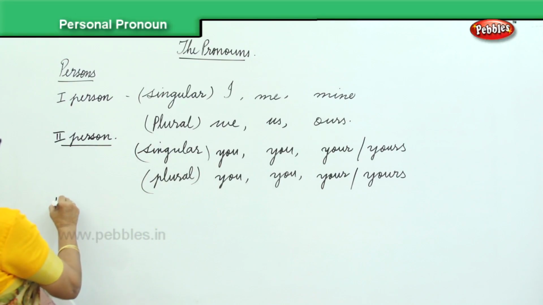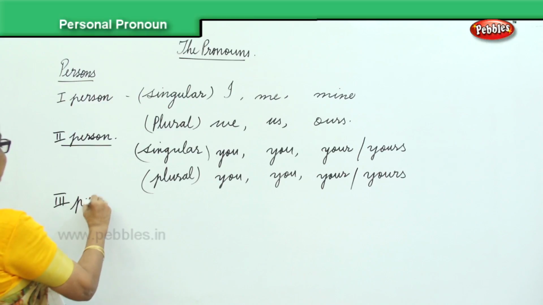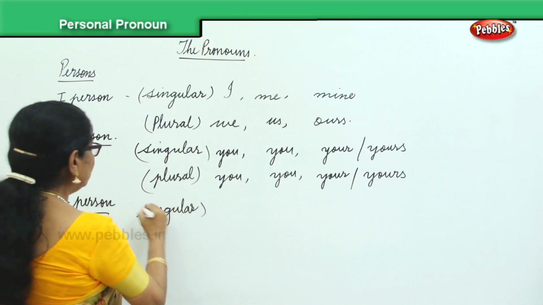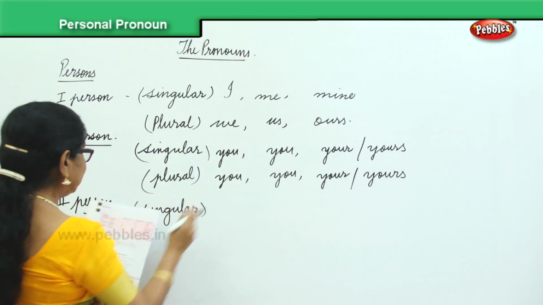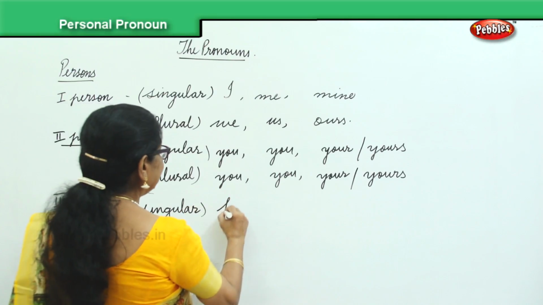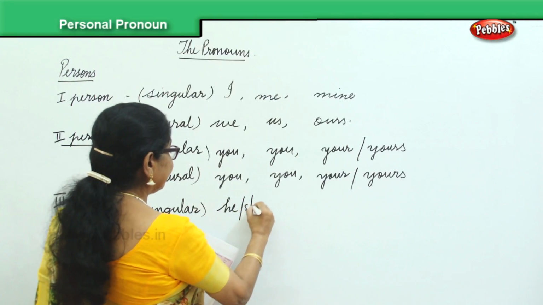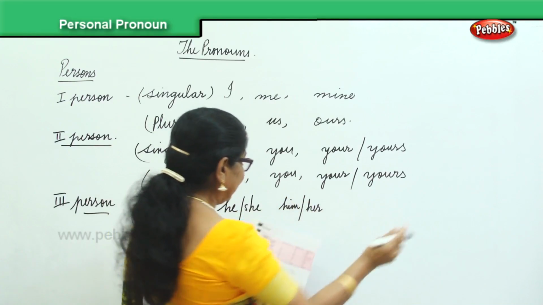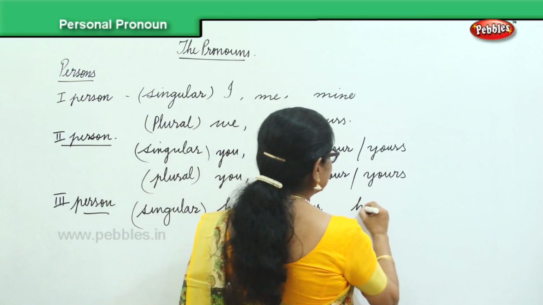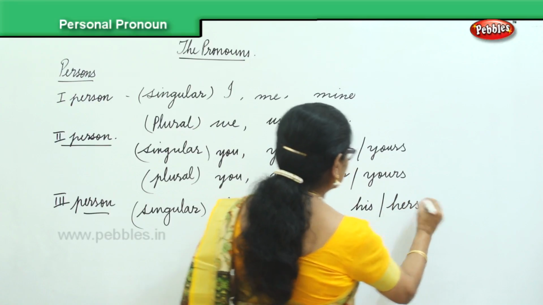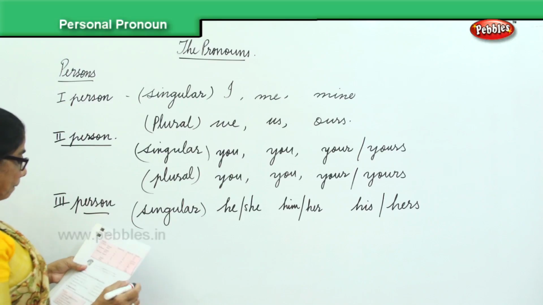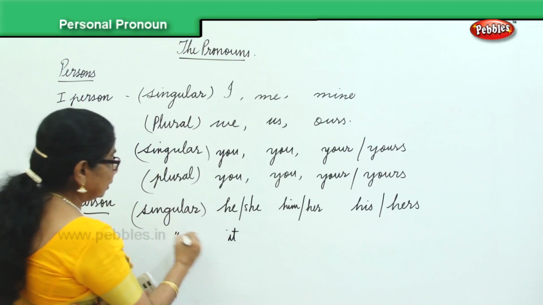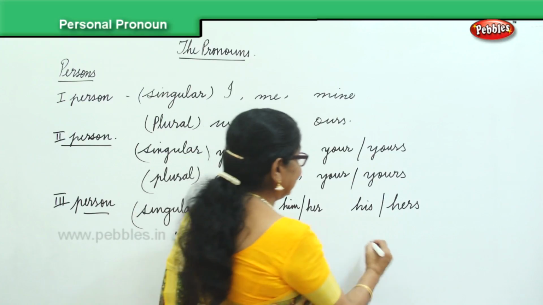And in the third person singular, you will say he or she, then you will say him or her. And then you will also say his, hers. You will also say it for the singular. Again, for it, you will say its.